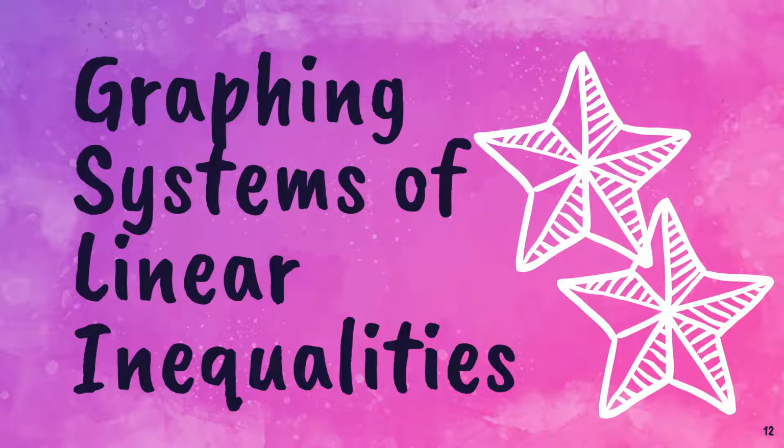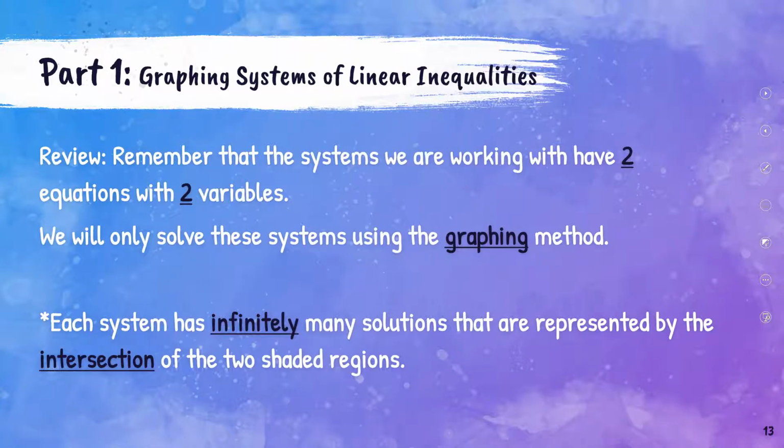We're going to look at graphing systems of linear inequalities now. So remember, for a system, we're working with two equations with two variables. We're only going to solve these using the graphing method. Each system has infinitely many solutions that are represented by the intersection of the two shaded regions. So we're now going to graph two linear inequalities on the same coordinate plane, and we're trying to figure out where their shaded regions intersect. So let's look at a couple examples.